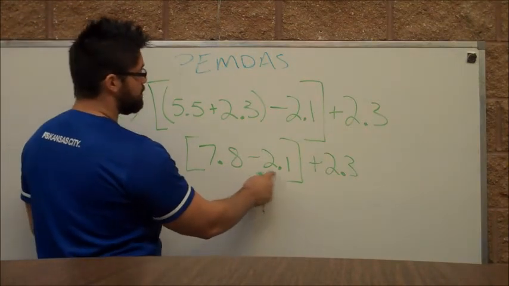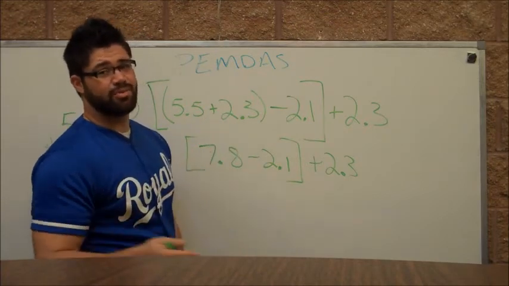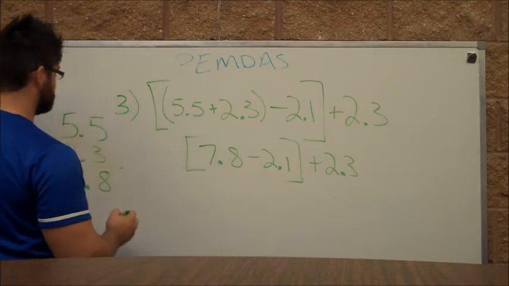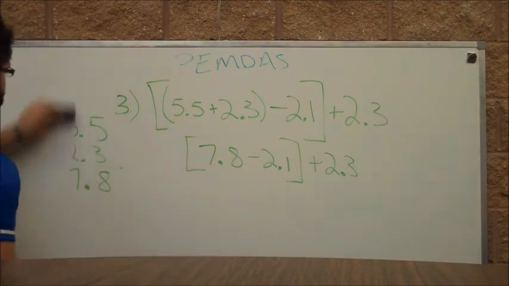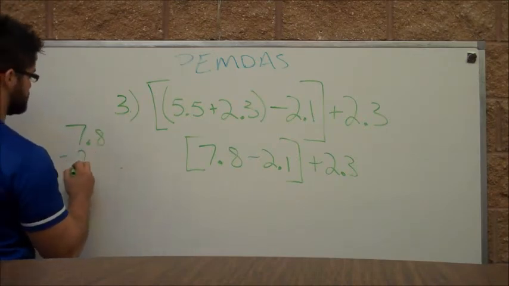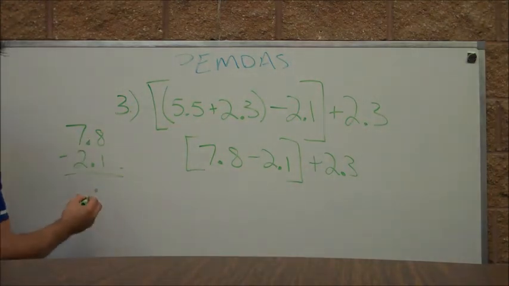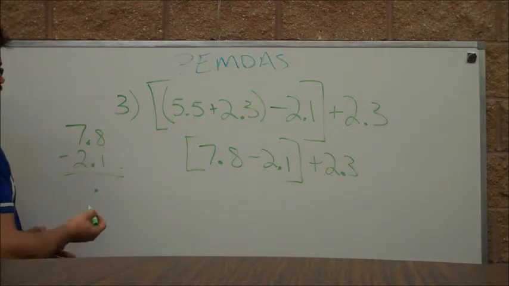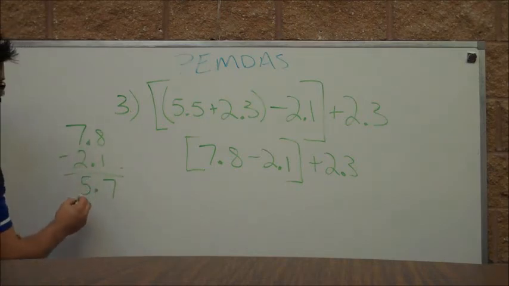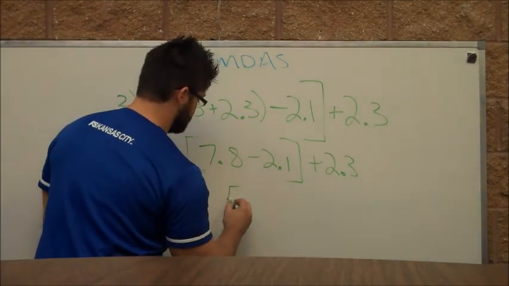Now we're left with 7.8 minus 2.1, and we've got brackets. If you remember, brackets are just like parentheses, so we're just going to solve whatever's inside of that. Again, off to the side, we're going to do 7.8 minus 2.1. I'm just going to bring my decimal straight down, and I solve it like normal. 8 minus 1 is 7. 7 minus 2 is 5. So the answer to the quantity inside the brackets is 5.7.